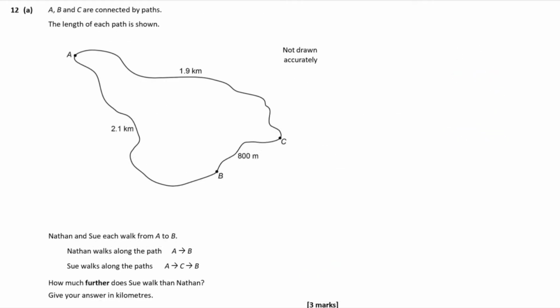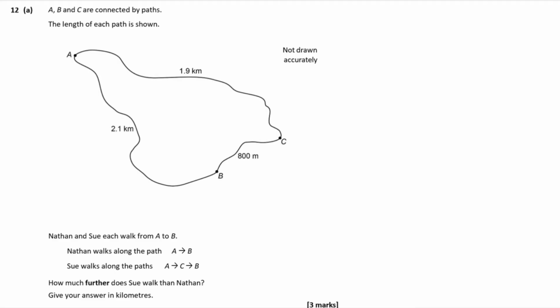Question 12a. A, B and C are connected by paths. The lengths of each path is shown. Nathan and Sue each walk from A to B. Nathan walks along the path A to B. Sue walks along the paths A to C to B. How much further does Sue walk than Nathan? Give your answer in kilometres.